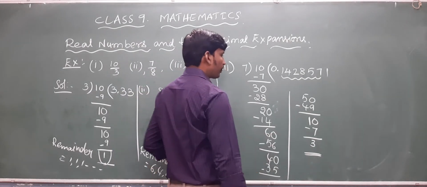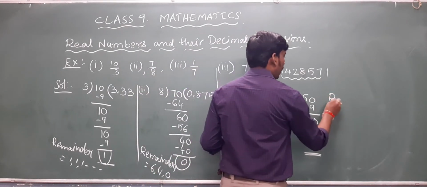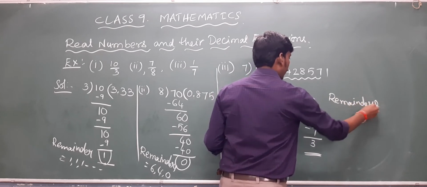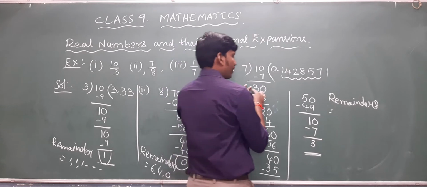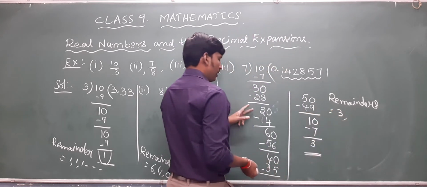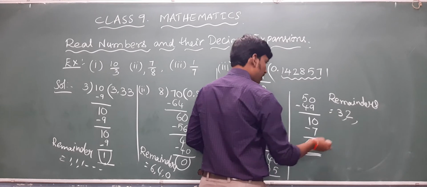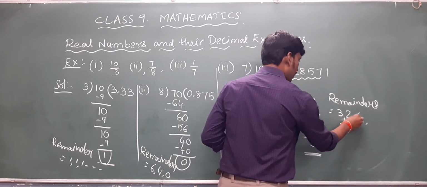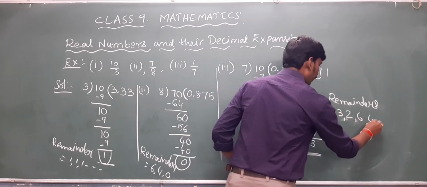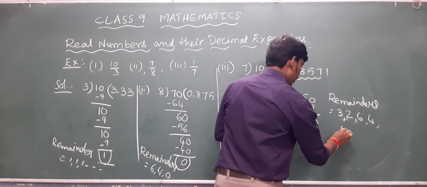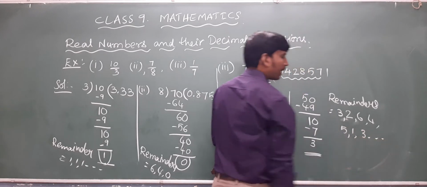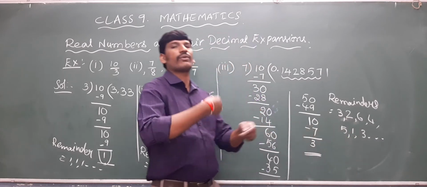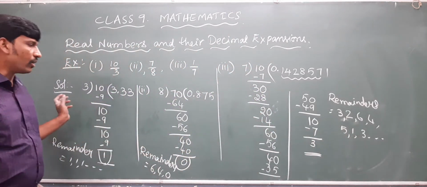Now in this case the remainders are here, see this, observe. In the first division we have 3, the next case is 2, the next case is 6, again 3 2 6 4 comma 5 comma 1 again 3. It is repeated again. So these digits 3 2 6 4 5 1 are repeated once again. Clear? Did you observe all these things?